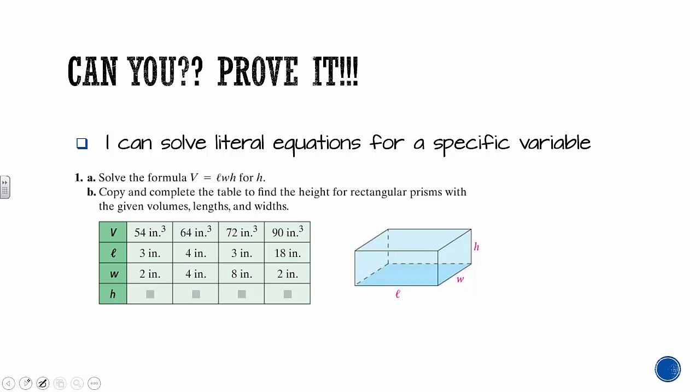So we're at the end. Can you solve literal equations for a specific variable? A, you're doing that. And then B, you're using that knowledge to find h for 4 different volumes of cubes.